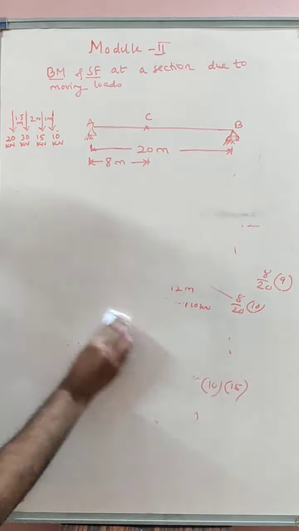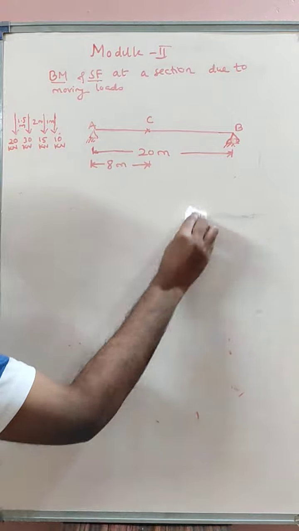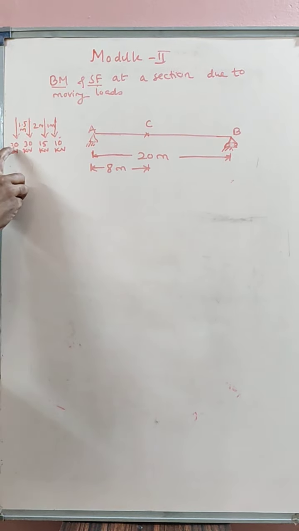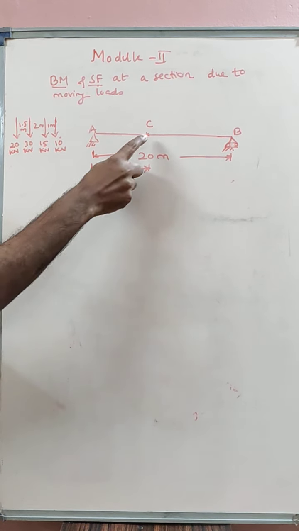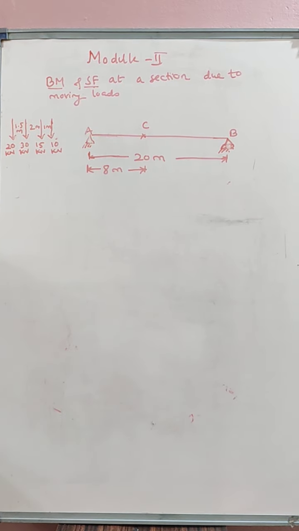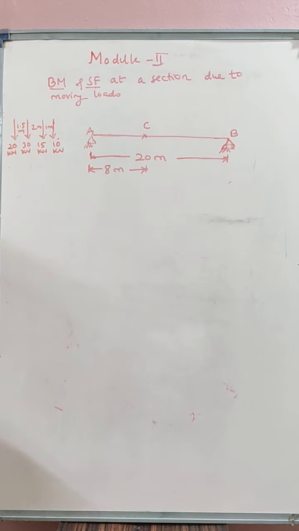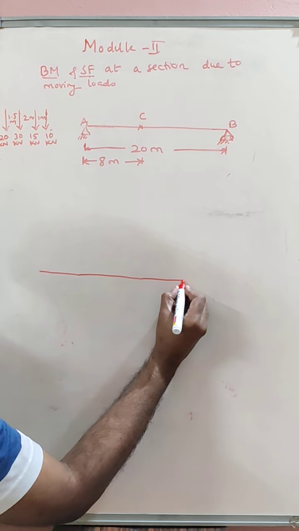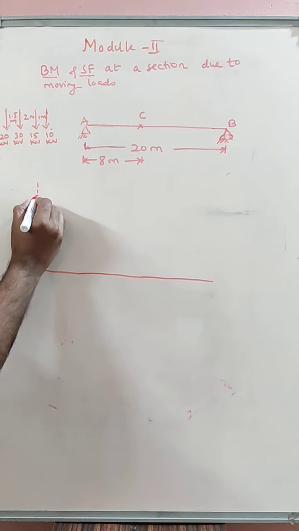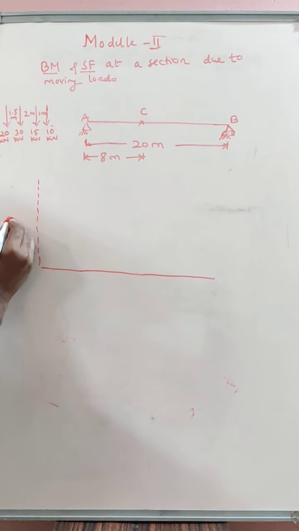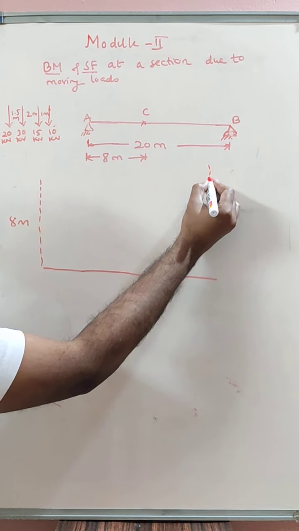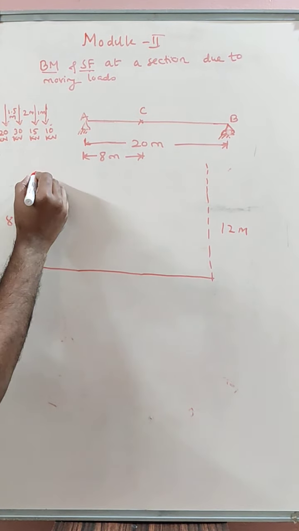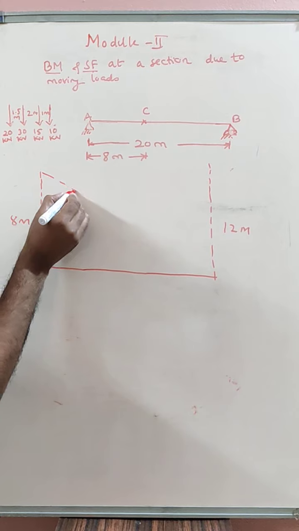Another trial that I can think of is the next load, which is nearer to 30, that is 20 kilonewton. That load we will keep below section C, and then we will find out the bending moment at C by drawing the influence line diagram for bending moment at C. For that, again draw a horizontal line, same procedure. Erect here 8 meters, erect here 12 meters. This procedure is very simple and clear to you, I suppose.